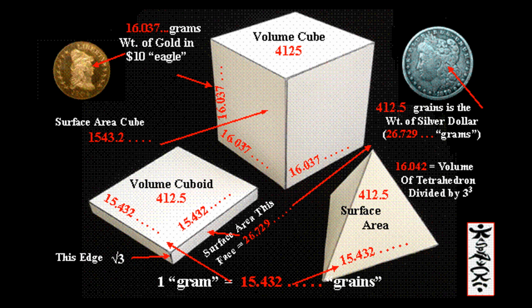To the right is the tetrahedron with its 412.5 square unit surface area, mirroring the weight of the silver dollar coin. Take note that its edge length, like the cuboid's, is the same as the number of grains equal to a single gram. This tetrahedron's volume of 433.142 can be divided into 27 packets, with each equal to 16.042 units, each of which is 99.97% identical to the weight of the $10 gold eagle.